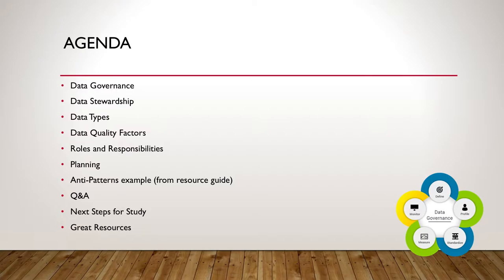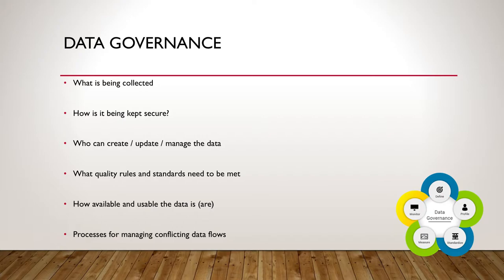So data governance is effectively the following principles. Do feel free to make notes if it will help you later on. Effectively, data governance looks at what is being collected. So what data are you going to track? How you're going to keep that secure, particularly at the moment when there are a lot of conversations going on with European clients around GDPR. We're wanting to look at how it's kept secure, but also the purpose of that data and why we want to keep it. Data governance is also about looking at who can create, who can manage, and who can update that data. What quality needs to be kept?